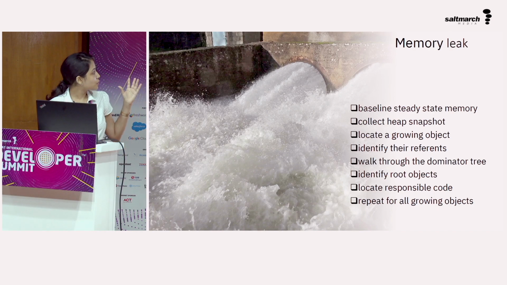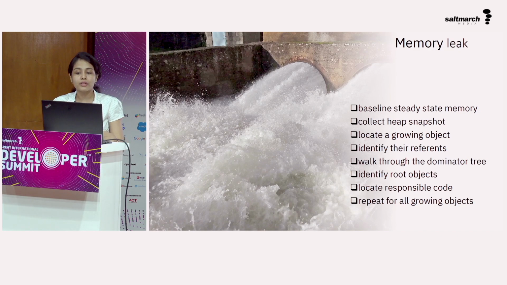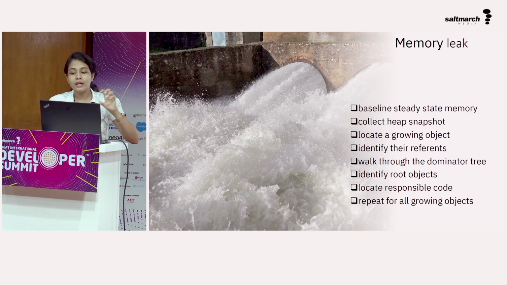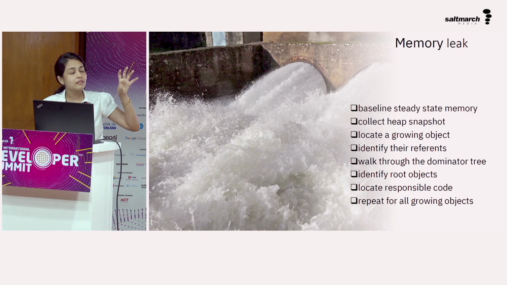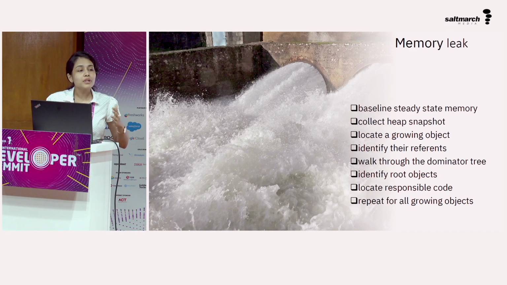In this case, the method you can follow is to collect a heap snapshot and locate the growing object. That is, you start from a place where you suspect the problem is happening, and you go to the next caller function and so on and so forth till you reach the original dominator tree, or from where this object is actually being referenced. So this is actually an iterative process. You will have to repeat it continuously for all the growing objects in this manner till you reach the area from where this memory leak is occurring.